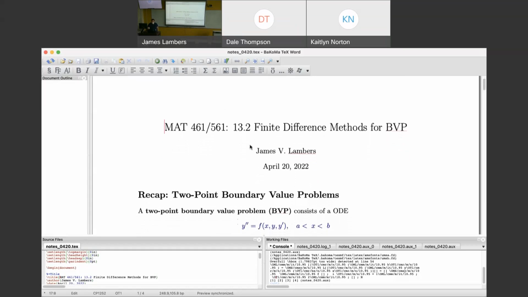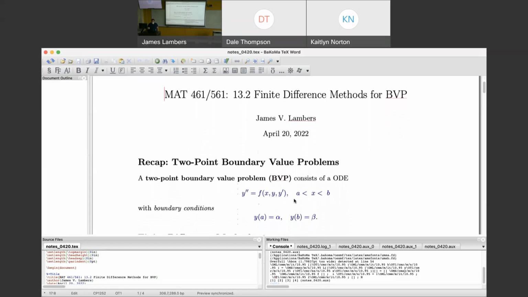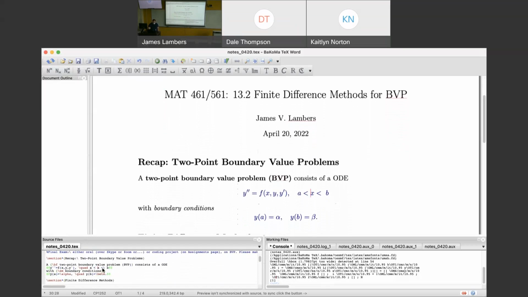So, to refresh your memory, this is a problem that we're considering. So we have a second order ODE on the bounded interval AB. That could be linear or nonlinear. And then we have these boundary conditions that the solution must equal alpha at x equals A and beta at x equals B.